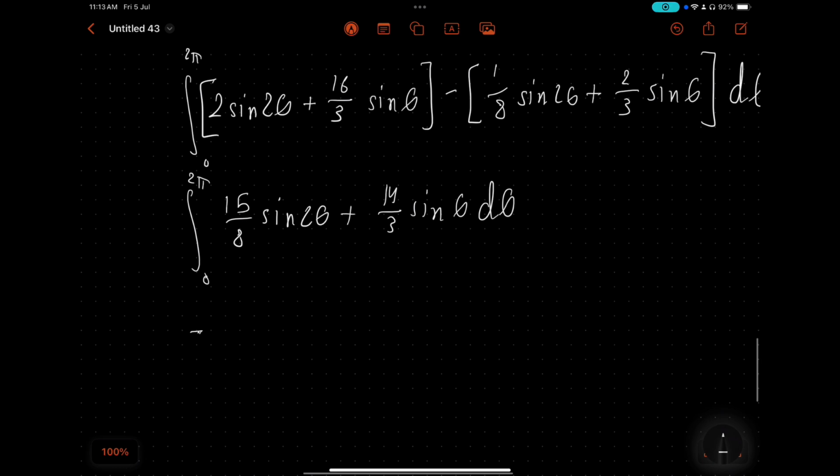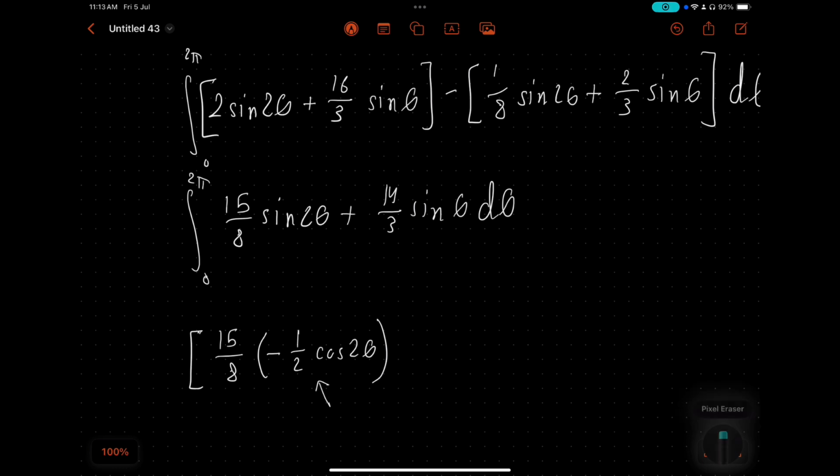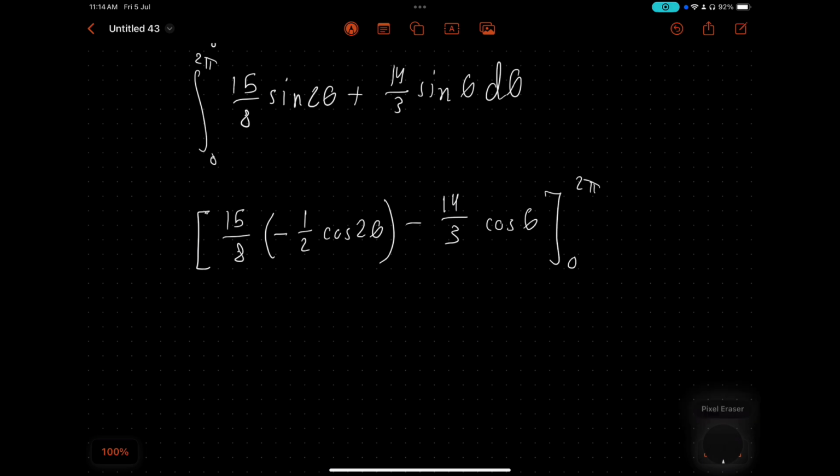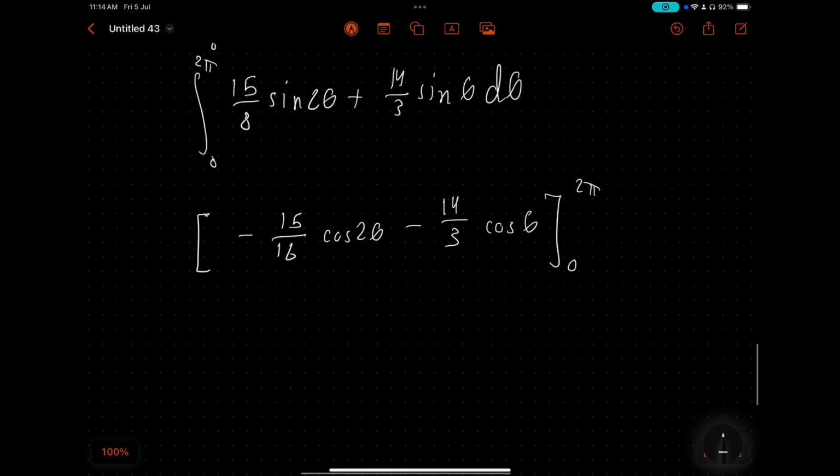So we're going to integrate. Integrating sine 2 theta gives 15 over 8 and then minus 1 over 2 cosine of 2 theta. If we differentiate this to check, we get minus 1 over 2 sine 2 theta, and using the chain rule we get a factor of 2, so we get sine of 2 theta, so that's correct. Now we add plus 14 over 3 times minus cosine theta, since minus cosine differentiates to sine, evaluated from 0 to 2 pi. Here we can simplify to minus 15 over 16.